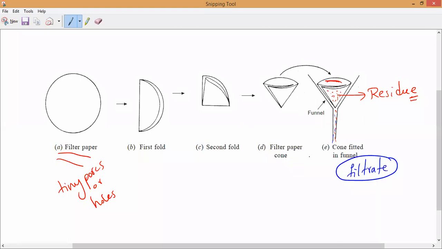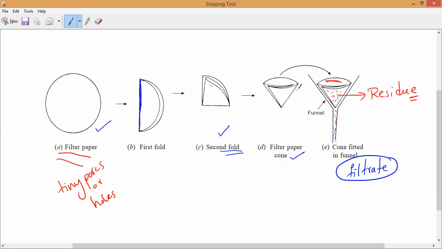Now, how to make this filter paper? First, we take one circular filter paper. Now you have to fold it exactly in half, not tearing, just folding into two equal parts. That is the first folding. Next, fold it again into equal halves, that is the second folding. Now keep your finger in the middle and rotate it into a cone shape. Now it will look like the shape of a funnel.